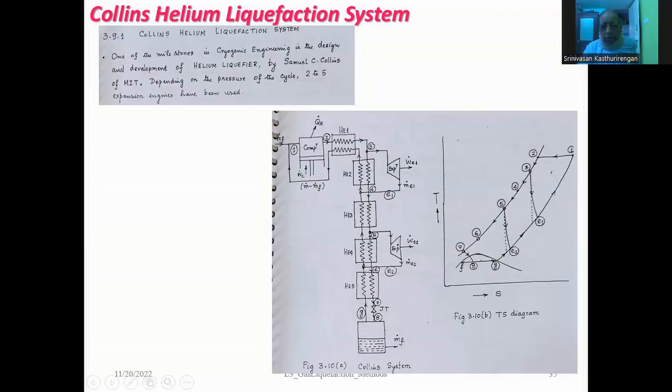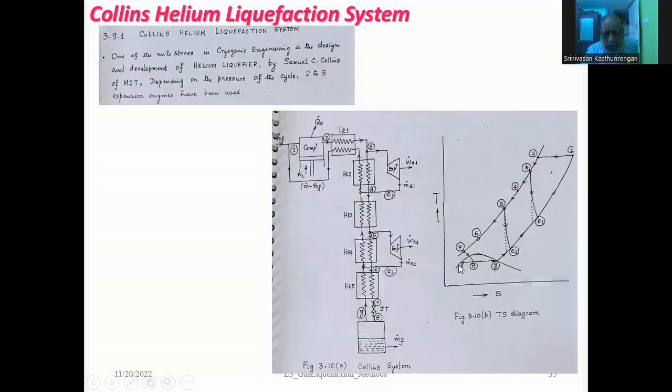Now the TS diagram is shown here. 1 to 2 is isothermal compression, and then 2 to 3, and then at 3 you have an expansion. Cold gas is produced, and that goes back, along with the return stream, to room temperature. It cools part of the incoming stream. Then you have 3 to 4 and 4 to 5. Okay, at 5 again you have one more expansion taking place. That's adiabatic expansion, and then the gas gets cooled. The cold gas again returns to cool the incoming fluid.